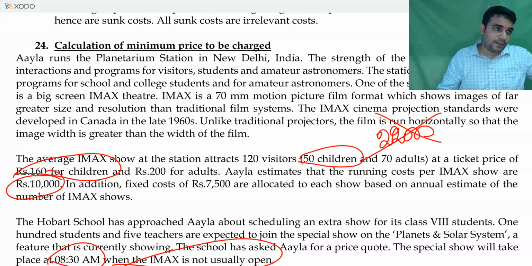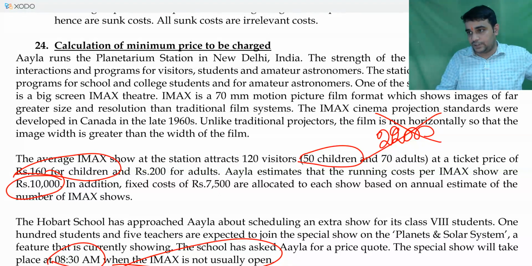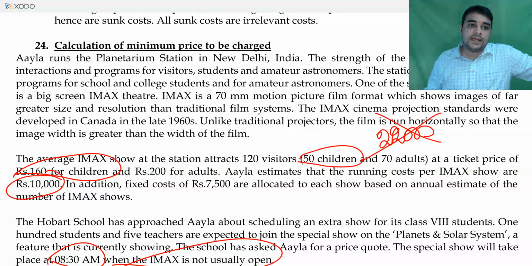At that time, when you are doing the special show, there is no loss for us. Second, running cost is 10,000. Fixed cost is again irrelevant. So the minimum price from a financial point of view is only 10,000. Now there are certain non-financial factors I'll have to take into consideration.